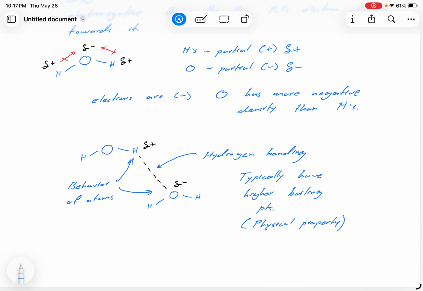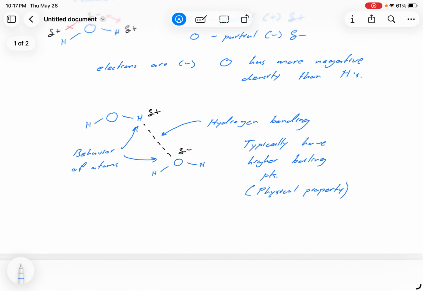So as you go along and you see compounds that can form hydrogen bonds versus compounds that cannot form hydrogen bonds, compounds that can form hydrogen bonds are going to typically have a higher boiling point than the ones that don't. And you'll see more of that as you go along. So for now, just keep that in mind.